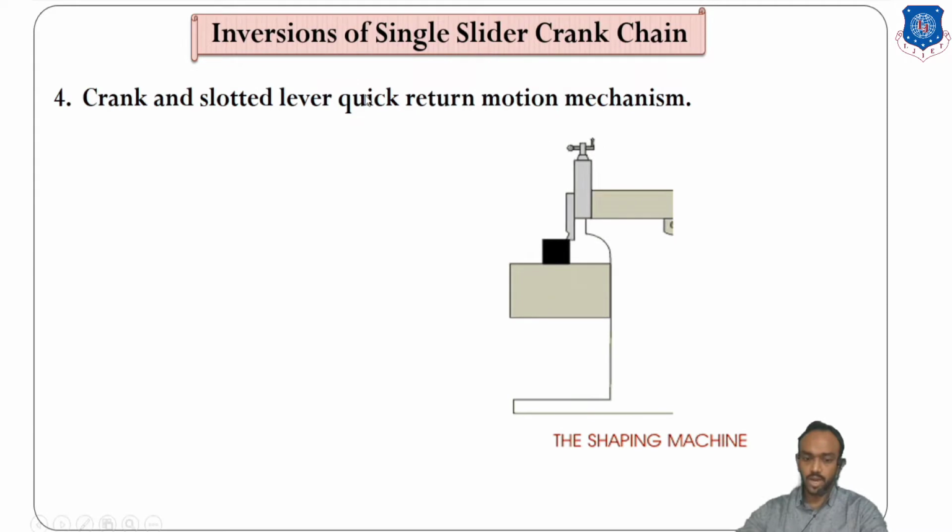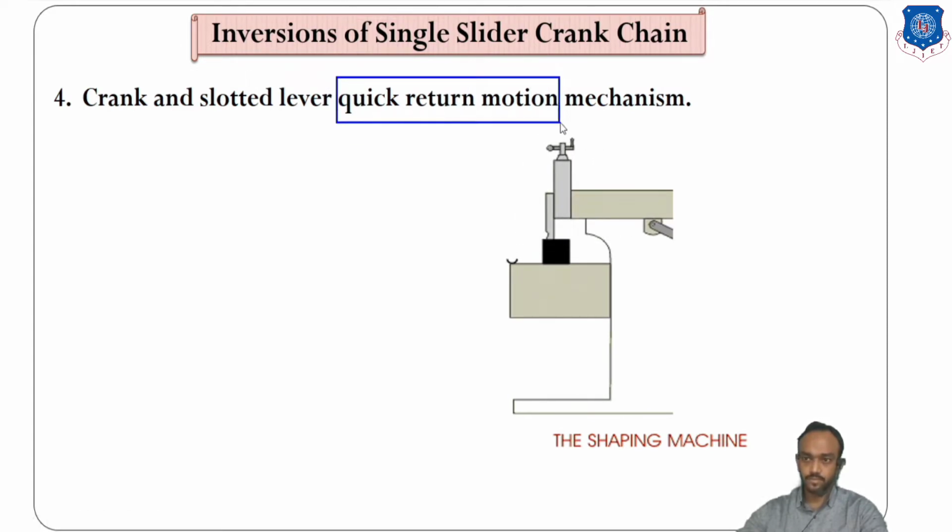First of all, what is quick return motion, and why is it required? Check this. You can see on the screen the shaper machine, which is used for cutting slots and keyways and so on. You can see it is cutting from the top surface.